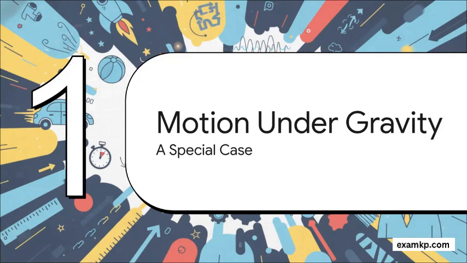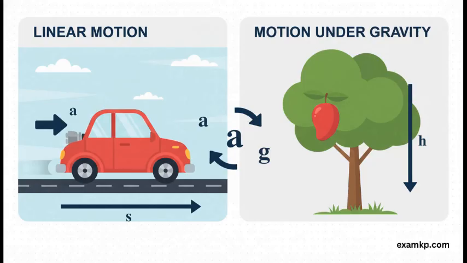It's that easy. You see, the only real change here is that for motion under gravity, the acceleration isn't some random value a anymore. It's always g, the acceleration due to gravity. Your examiners usually tell you to use it as 10 or maybe 9.8 meters per second squared. And instead of horizontal distance s, we're usually talking about vertical height, which we call h. That's it.